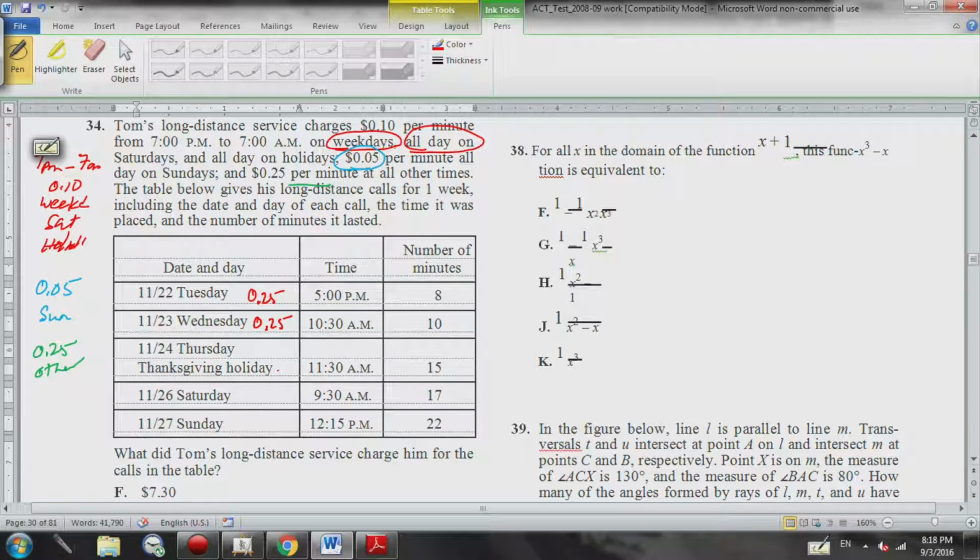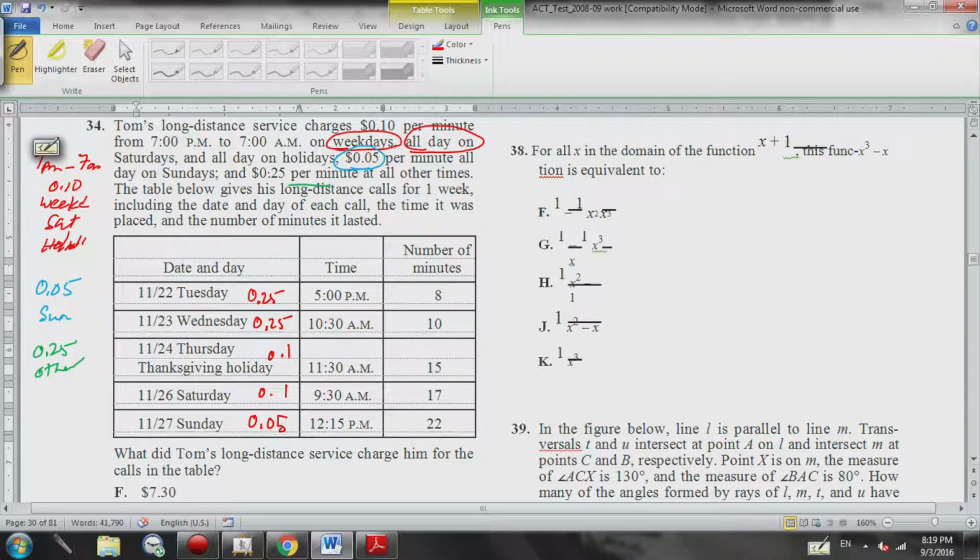And Thursday, Thanksgiving, that's a holiday. Doesn't matter what time. That's going to be at this rate, 0.1, that's 10 cents. And then on a Saturday, all day Saturday, that's this rate, 0.1. And the Sunday rate is the cheapest rate. So you should wait to make all these calls on Sundays, right?